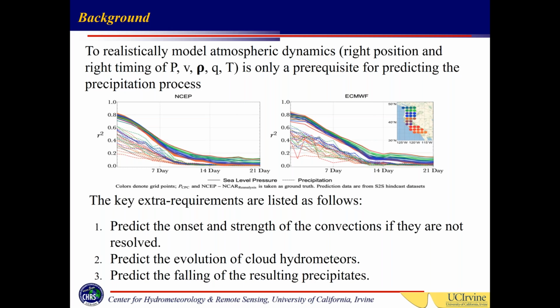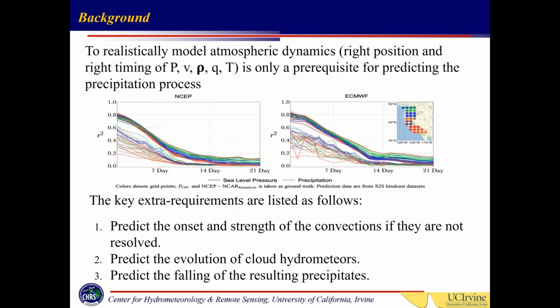So there are some actual requirements for models to predict precipitation, which are listed as follows. The first one is to predict the onset and strength of the convection if the convection is not resolved by models, which is accounted for by the cloud cumulus parameterization scheme. And the second is to predict the evolution of cloud hydrometeors. So for each kind of hydrometeor, we would like to introduce an extra partial differential equation to describe their evolution, which involves a lot of computation cost and epistemic or aleatory uncertainties.